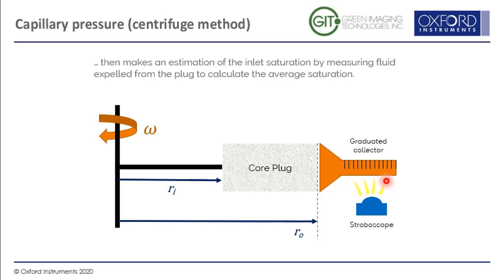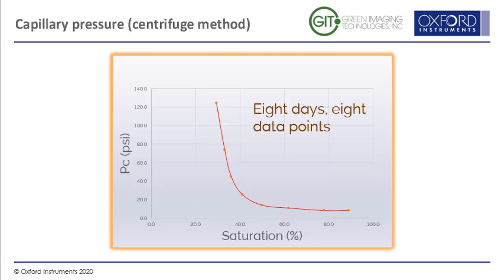Measuring the expelled fluid requires a graduated collector and a stroboscope synchronized to the rotation speed of the centrifuge so that the graduation scale can be read. This process has several sources of error, both in the measurement of the expelled fluid and the estimation of the inlet saturation from the total average saturation. This process is repeated, typically at 8 different spin speeds, each one lasting for a day, and thereby producing 8 data points over a period of about 8 days.